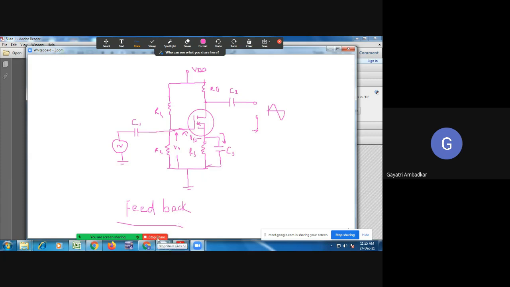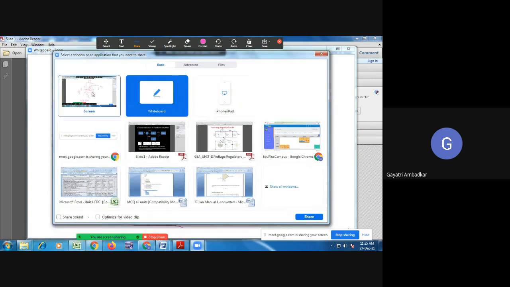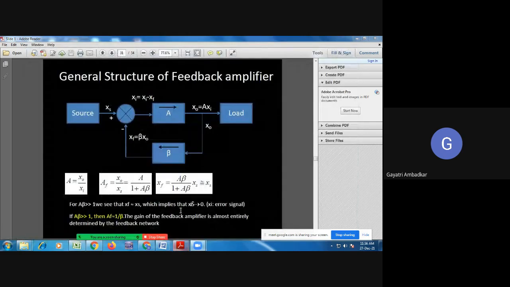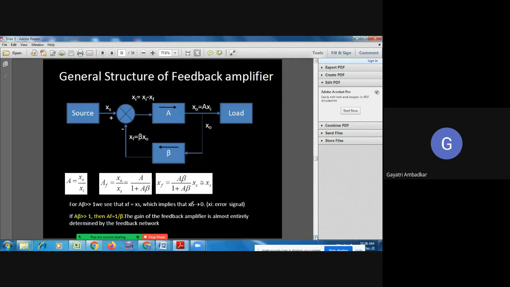Okay. Now let us understand the general structure of a feedback amplifier. So when you apply feedback, when you take the part of output of amplifier and apply it back to the input, we call the process as a feedback. Okay, so we call this process as a feedback. So what is there in the feedback amplifier? So look at this structure.